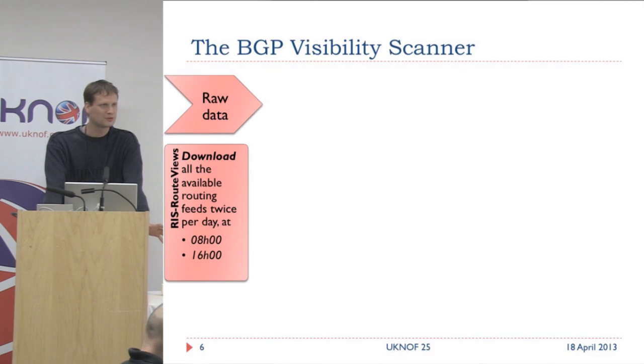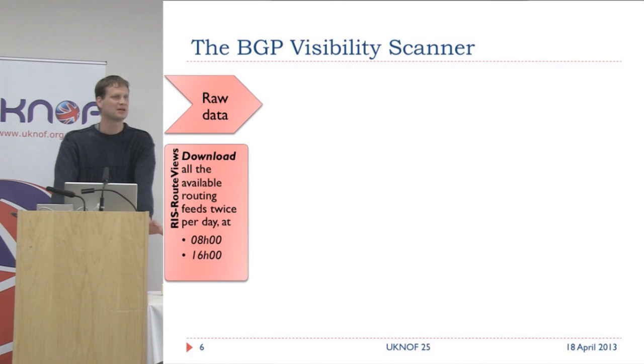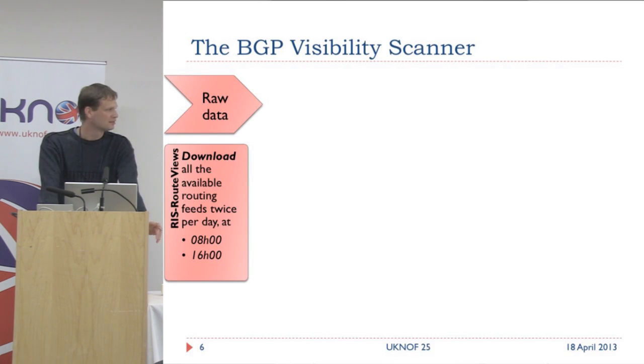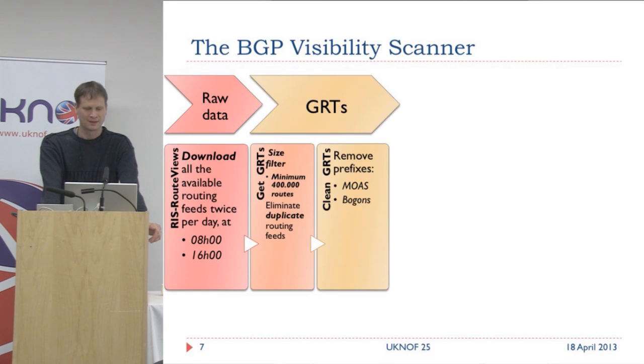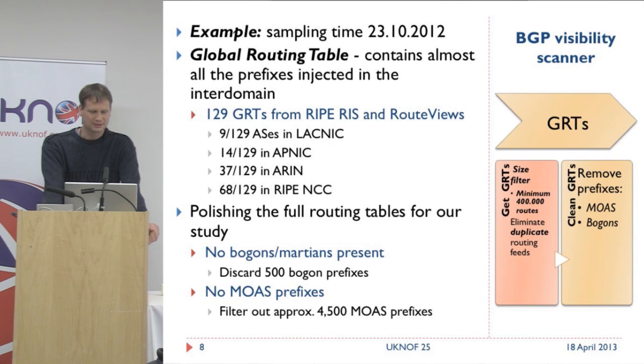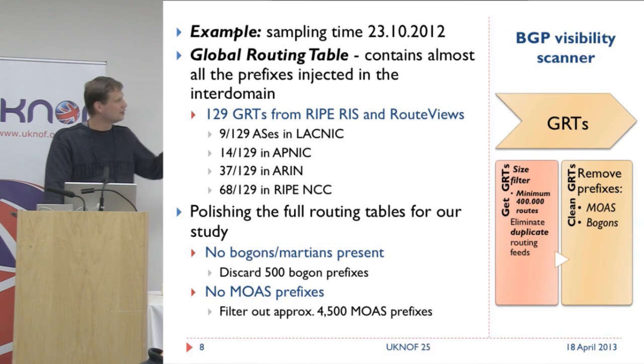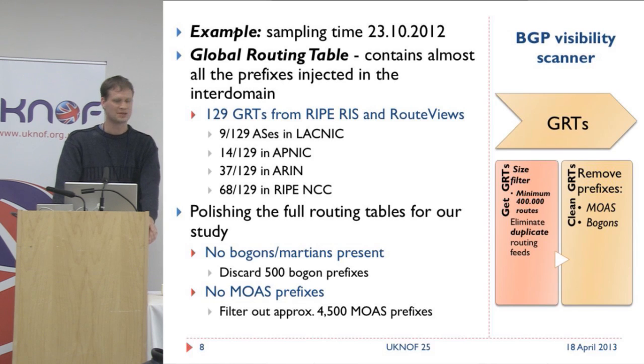The raw data is downloaded by the tool twice a day from RIPE and RouteViews. Then, as I said, we filter the data. We are only interested in full routing tables, which have 400,000-something prefixes in them. We remove duplicated feeds and so on. We clean the data, so no bogon routes and so on are in there anymore. Throughout the talk, I'm going to present the results from a study in October 2012.